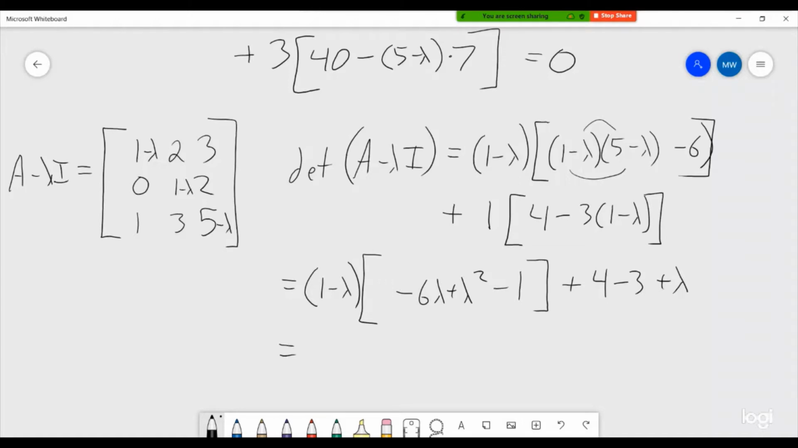And then distributing the 1 minus lambda, so we get a negative 6 lambda plus lambda squared minus 1 plus 6 lambda squared minus lambda cubed plus lambda. 4 minus 3 is 1, so that's a plus 1 plus lambda. And all of this is equal to 0.